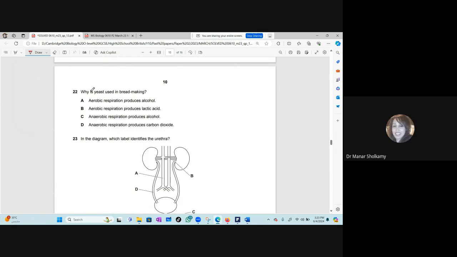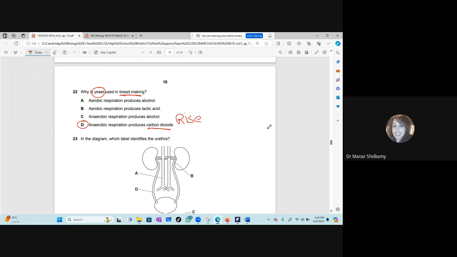22. We're halfway through. Very good. Why is yeast used in bread making? Aerobic respiration produces alcohol. Aerobic respiration produces lactic acid. Anaerobic respiration produces alcohol, or anaerobic respiration produces carbon dioxide. D. Yes. Okay. Yeast can respire aerobically or anaerobically, and we will make it respire either this or that based on our needs. When we want to make bread and we use yeast, we will make it respire anaerobically to produce carbon dioxide so that the dough will rise.